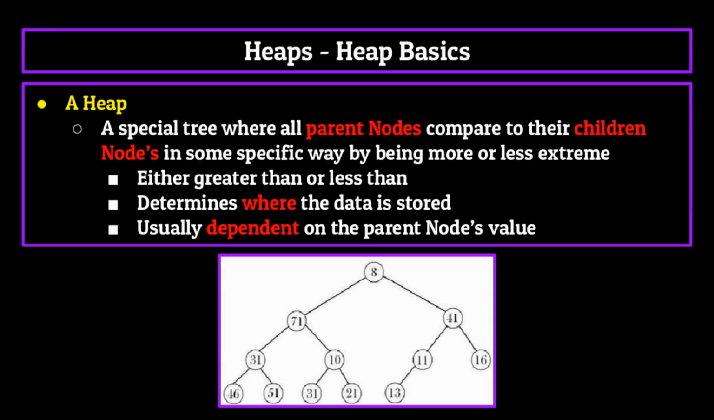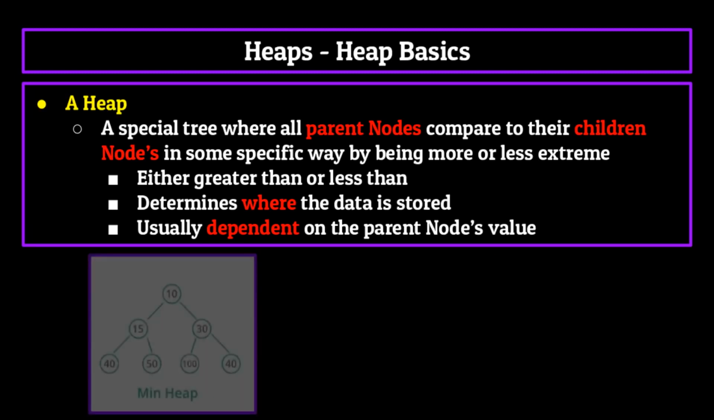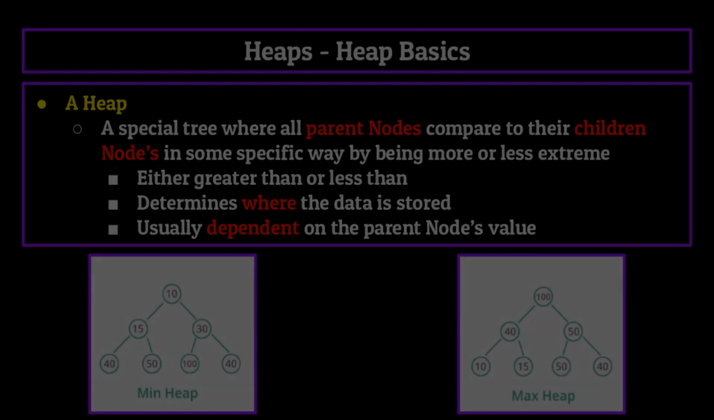More specifically, by definition, a heap is a special tree where all parent nodes compare to their children nodes in some specific way, by being either more extreme or less extreme, i.e. greater than or less than. This specific way determines where the data is stored and is usually dependent on the root node's value. There are 2 different methodologies generally used in computer science, and they are known as min heaps and max heaps.